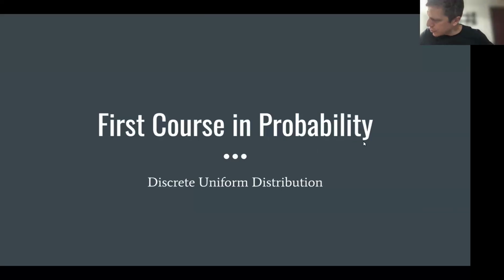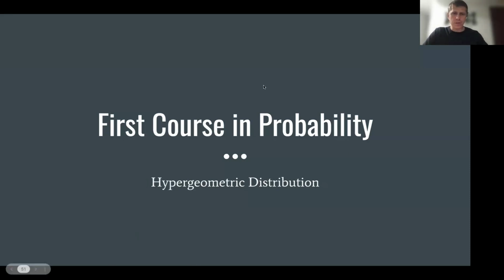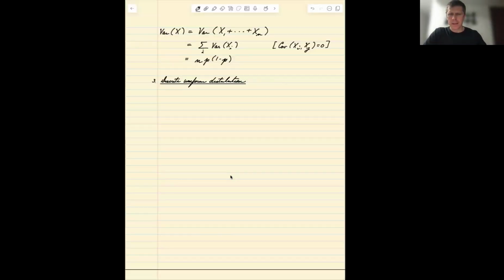Okay, so now another distribution that we've seen before is the discrete uniform distribution. We've seen this in the context of, for example, the distribution of the roll of one six-sided die. That is a discrete uniform on the set 1, 2, 3, 4, 5, 6.